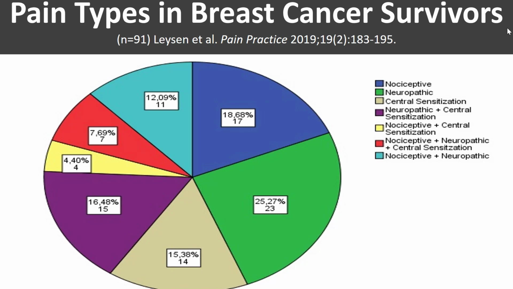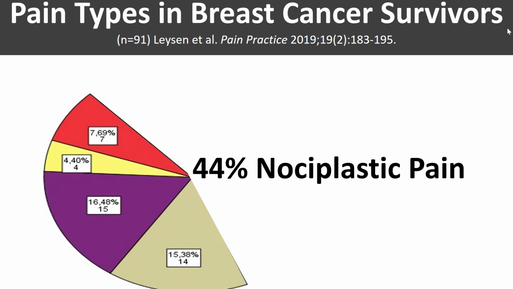Another key factor is that you have a lot of mixed type of pain, so a mixture between nociplastic, nociceptive and neuropathic types of pain, and in general up to 40%, 44% of the patients can be labeled as at least partly nociplastic pain, implying that central sensitization contributes to the pain experience in those patients.